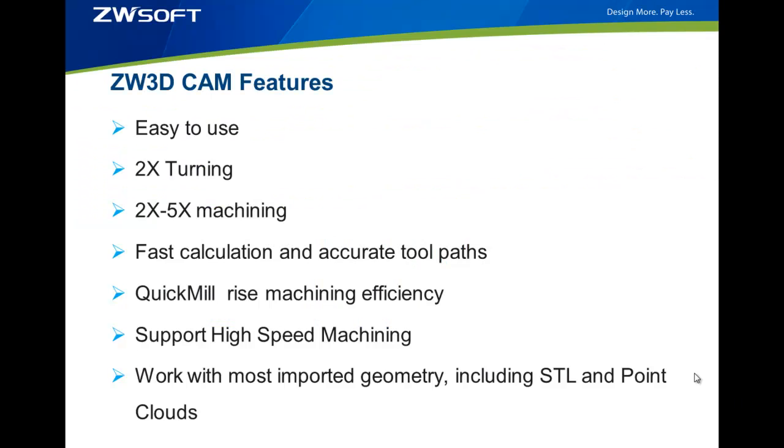This is the highlight for ZW3D CAM. ZW3D CAM is easy to use and it involves functionality from 2x turning to 5x milling. It can provide faster calculation and accurate toolpath for the user. It also provides a special technology we call Quick Mill. With the help of Quick Mill, it can raise the machining efficiency, and Quick Mill also supports high-speed machining. Besides, it can also work with important technology like STL and point cloud and so on.